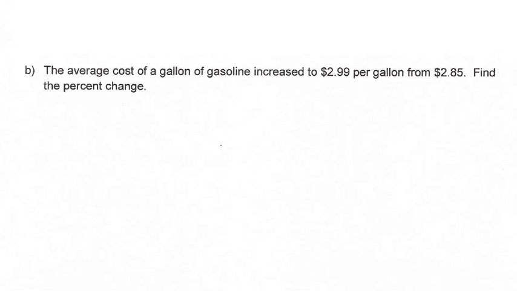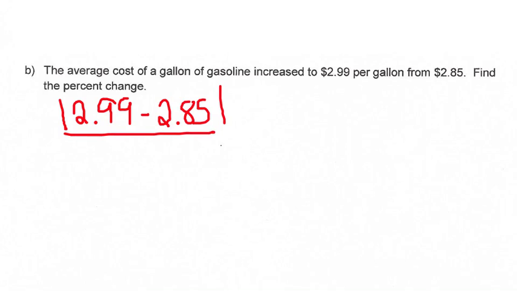Problem B, the average cost of a gallon of gasoline increased to $2.99 per gallon from $2.85. Find the percent change. So first you take the absolute value, $2.99 minus $2.85 over, what was the original? The original is $2.85, and then you multiply it by 100.